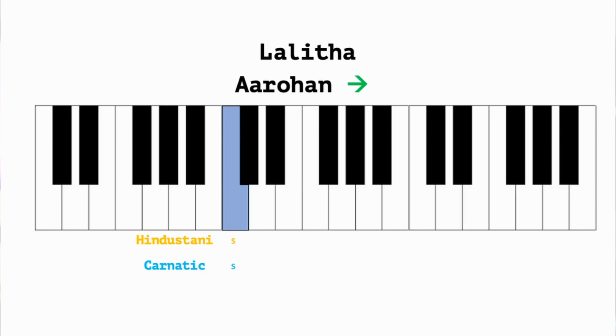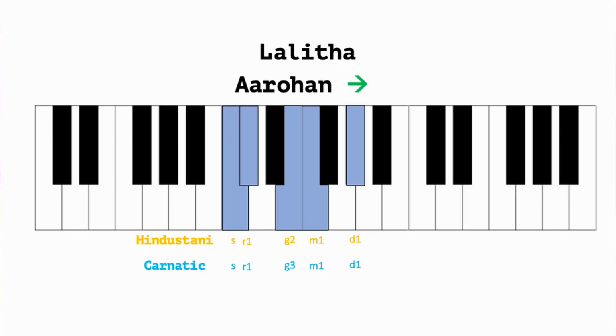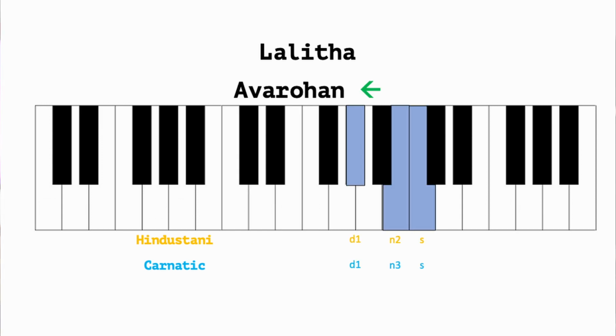Check it right here. Now the Aarohan and Avarohan of Lalitha is very simple. You just take mayamalavagowla or bhairav and don't sing the pa. This is how it goes. Sa re ga ma da ni sa sa ni da ma ga re sa. Simple. Now a quick word on the chords.